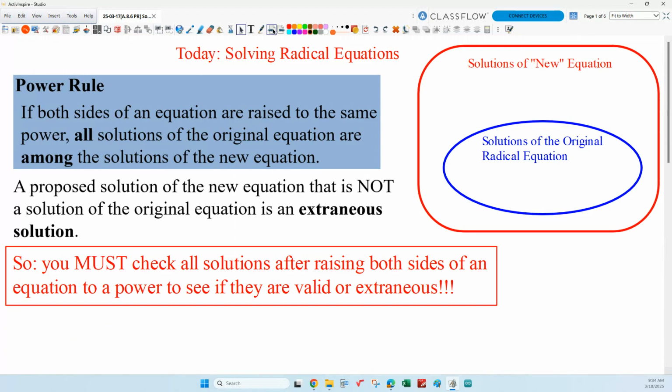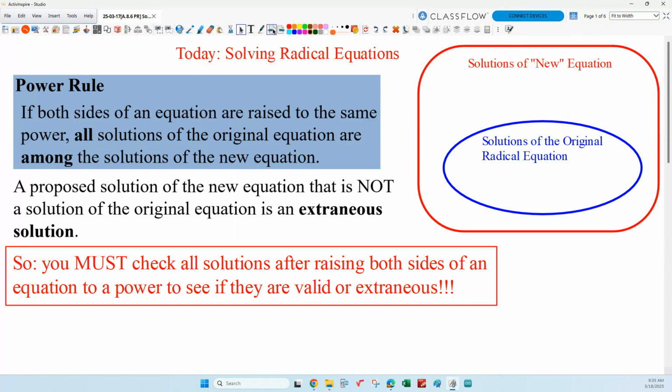So there's something called the power rule. If both sides of an equation are raised to the same power, all the solutions of the original equation we'll still be able to find, but the problem is you're going to introduce maybe some other solutions to the new equation that aren't solutions of the equation you started off with, right?